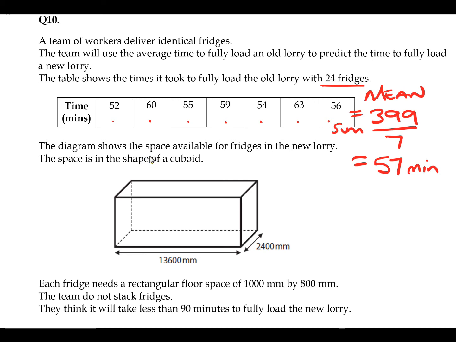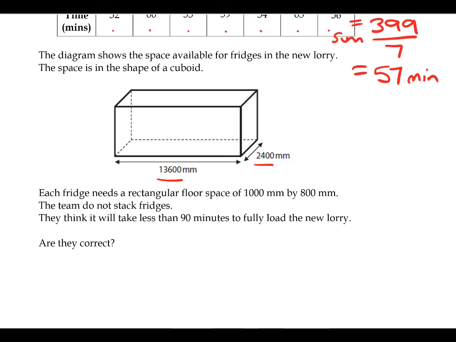Now the diagram shows the space available for the fridges in the new lorry. The space is in the shape of a cuboid. So we have 13,600 millimeters by 2,400 millimeters. Each fridge needs a rectangular floor space of 1,000 millimeters by 800 millimeters.